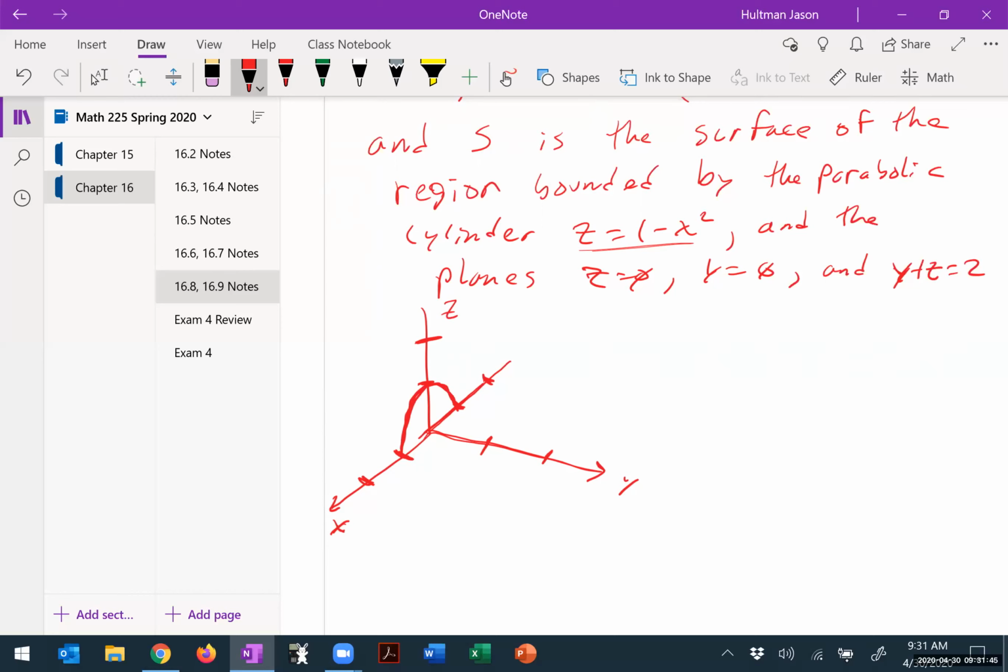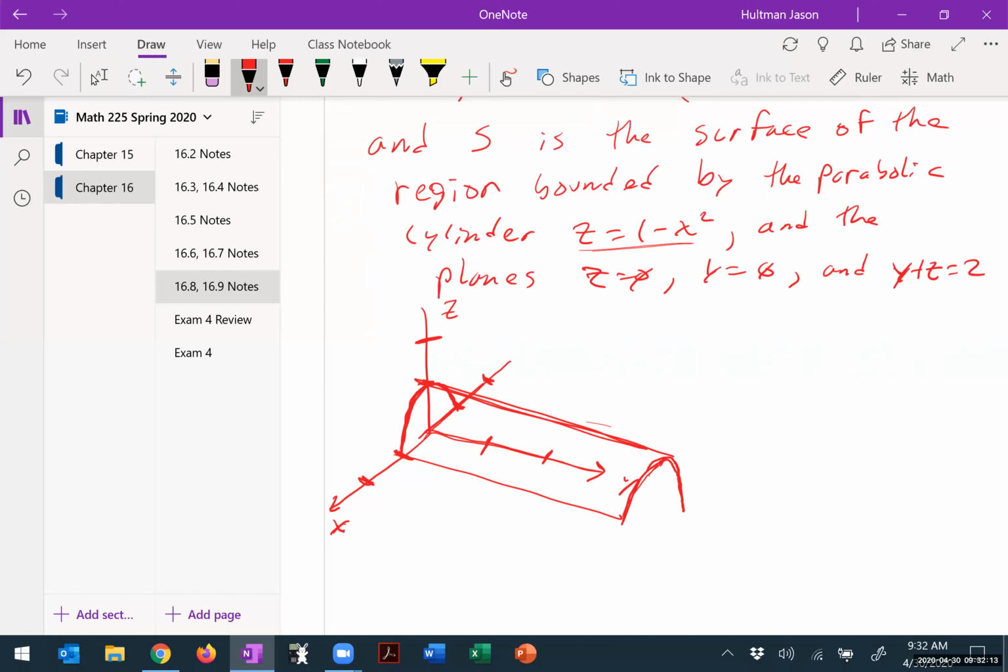Now this extends along the y axis forever. Okay, it's a cylinder. Does that make sense? It's a parabolic cylinder.